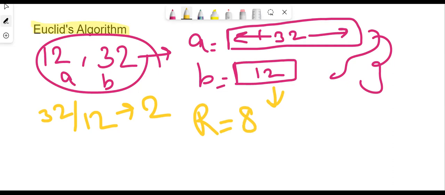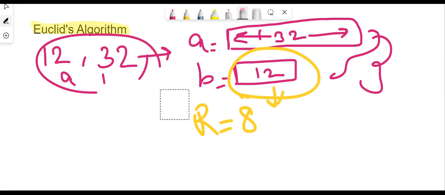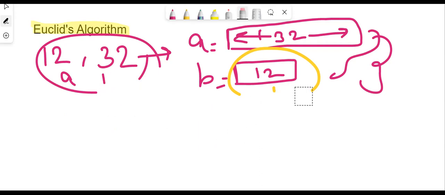So it means that this smaller number is definitely not the greatest common factor, right? So this is not the common factor. So what we are going to do, let me erase this. This is not the common factor.